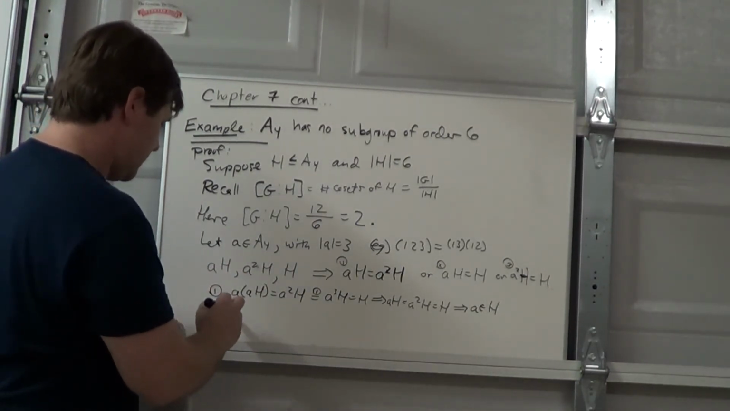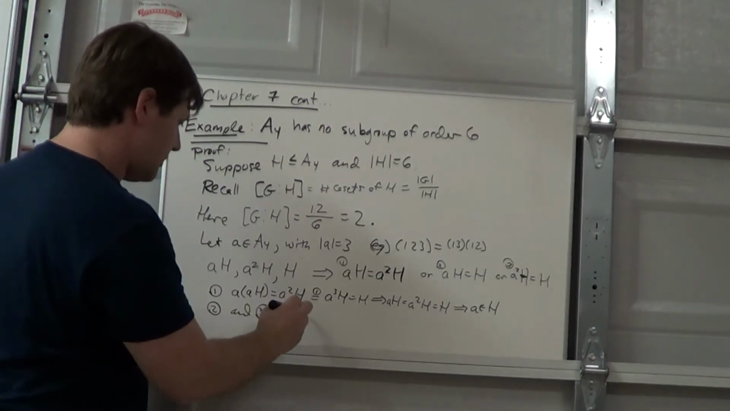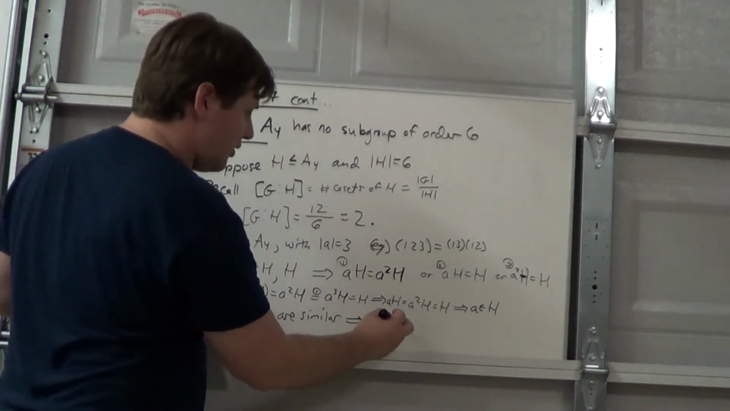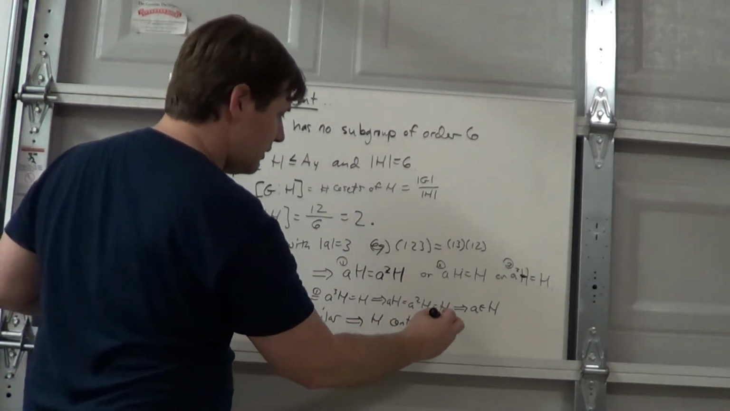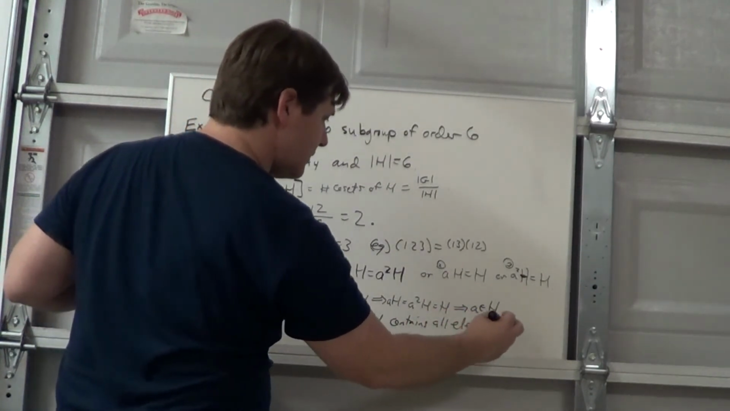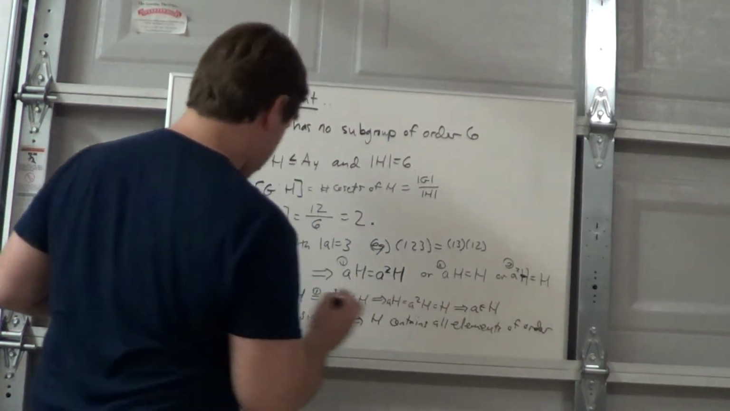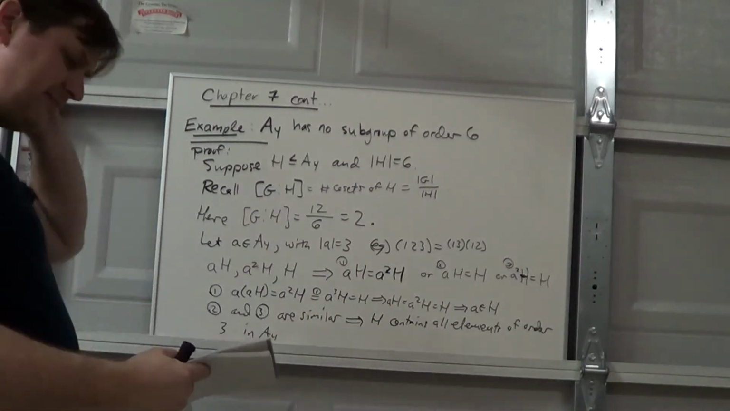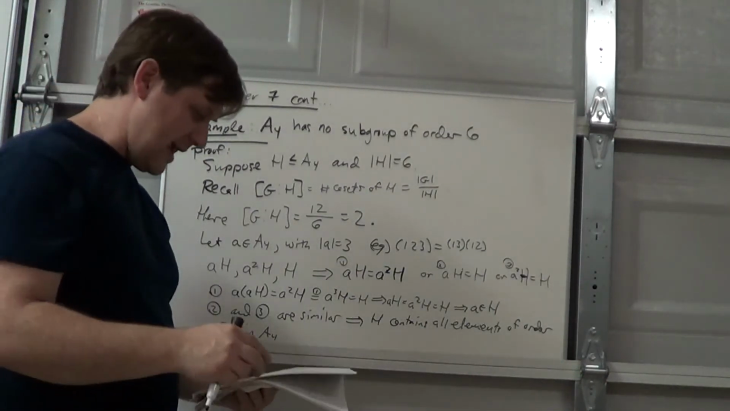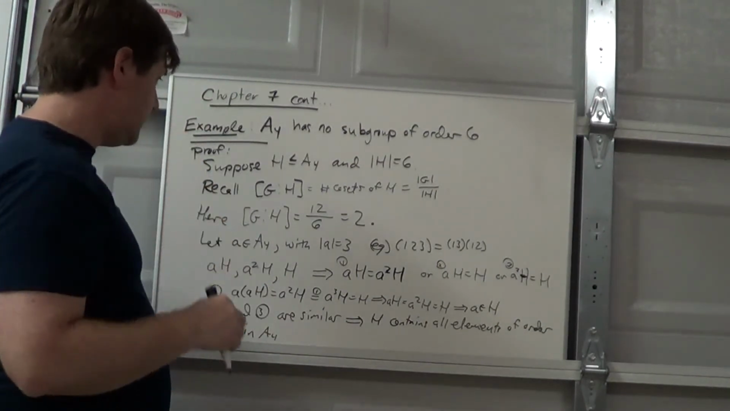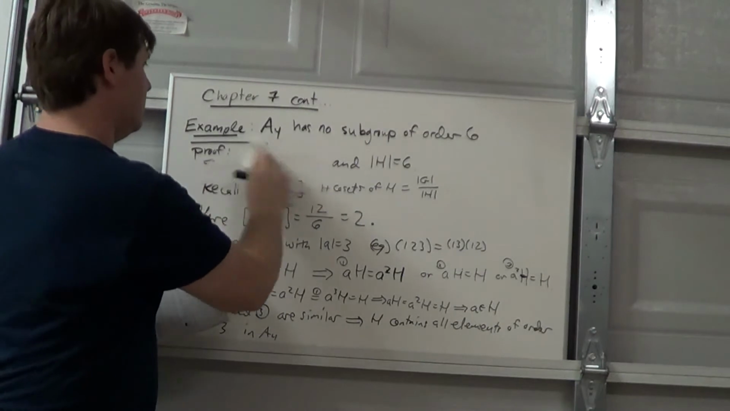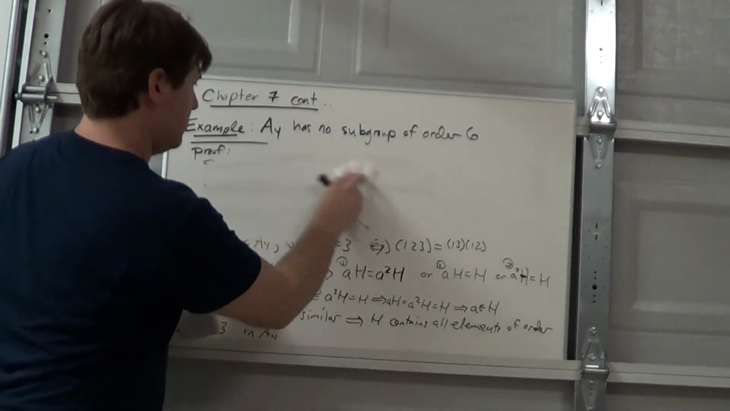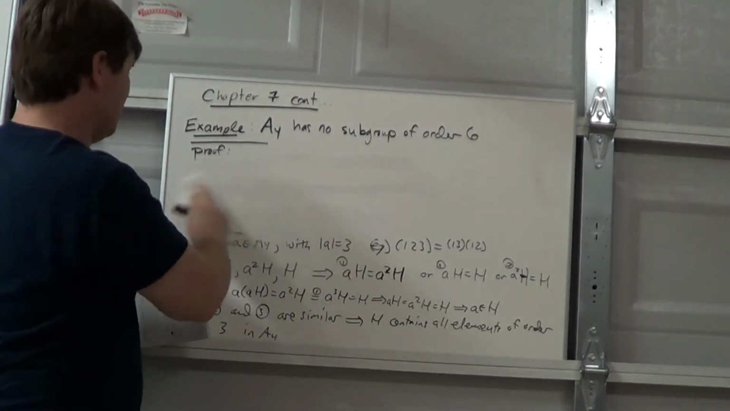So cases 2 and 3 are similar, which means that H contains all elements of order 3 in A4. But we could write those out, and actually there are 8 of them, which is a contradiction. Okay, so I may need to invest in a proper eraser.